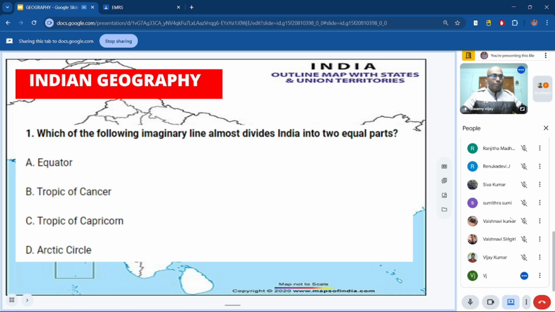Good evening, Snehalata ma'am. Which of the following imaginary lines almost divides India into 2 equal parts? Option A, Equator, B, Tropic of Cancer, C, Tropic of Capricorn, and option D, Arctic Circle, and the answer is equator. Okay, start answering. Equator is different. Equator divides the globe or planet Earth into two equal halves. But which of the following imaginary lines almost divides India into two equal parts? We are talking about India.